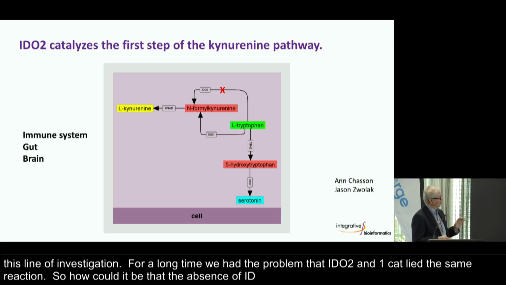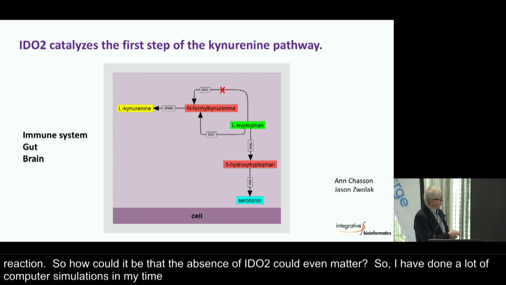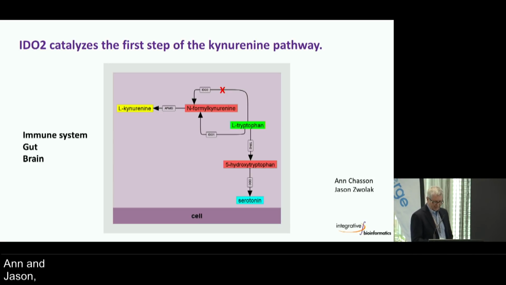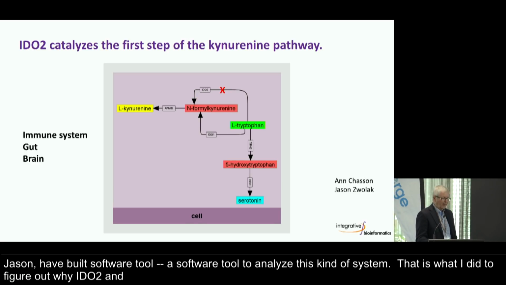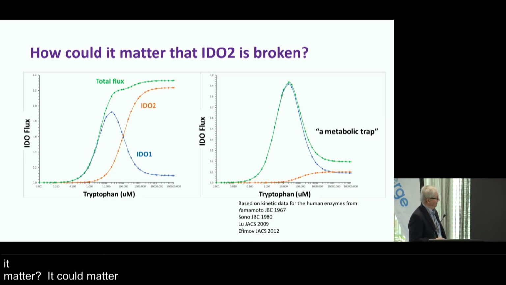I've done a lot of computer simulation in my time. The company Integrative Bioinformatics and my colleagues there, Ann Chassen and Jason Twolak, have built a software tool to analyze this kind of system. And that's what I did to figure out why IDO2 and IDO1 could even matter when only one of them was broken. So how could it matter? It could matter because the two enzymes have different kinetic characteristics.